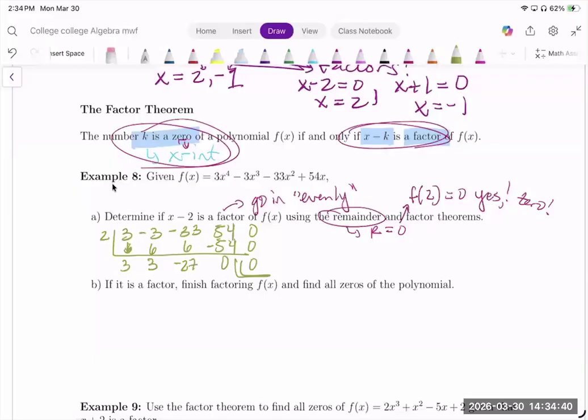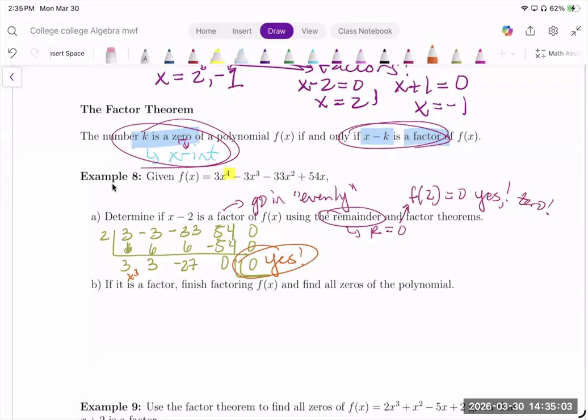And then if this starts with a 4, then here, this represents the x cubed term. So determine if it's a factor. Yes, it is a factor because we had a remainder of 0. So B, if it is a factor, yep, it sure is.